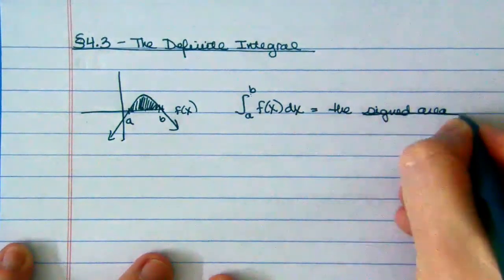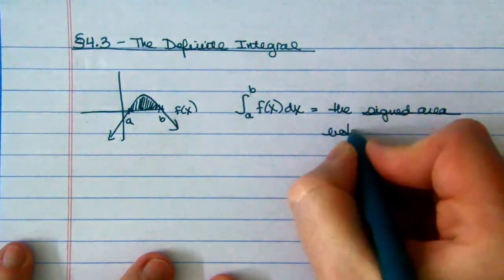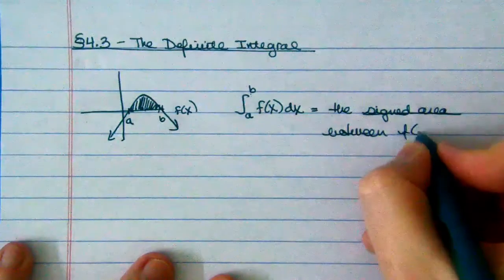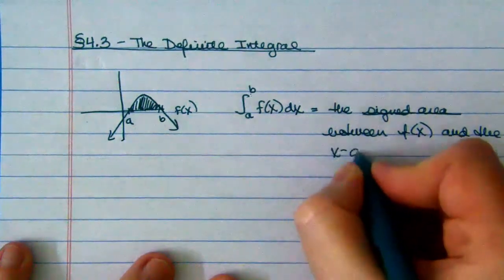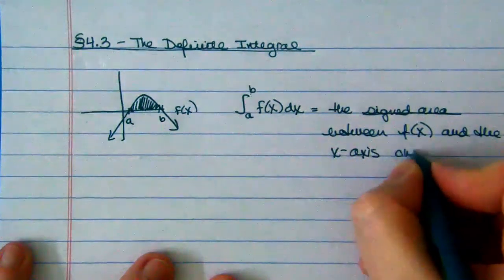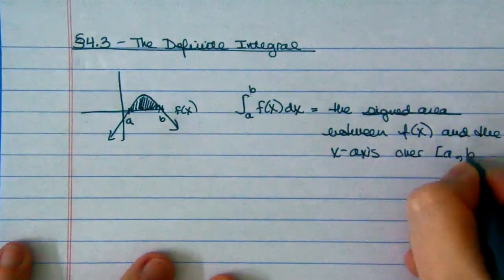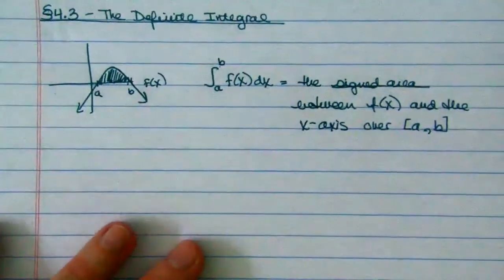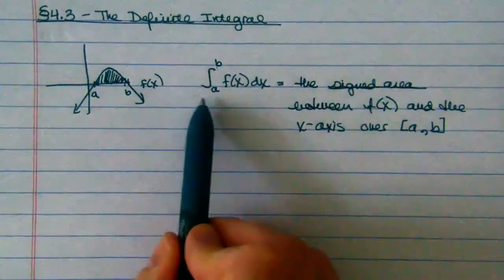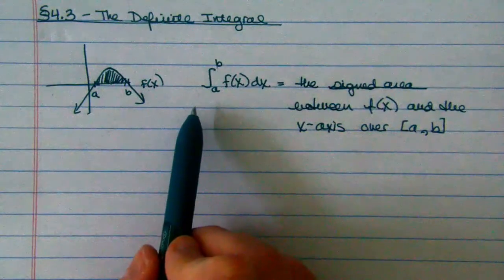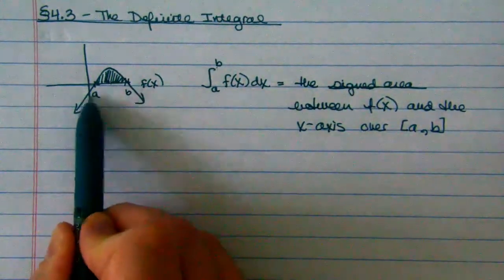The signed area between f of x and the x-axis over the interval from a to b. Oops, sorry. Now that should be on the screen. We don't have any idea how to evaluate these things yet. We're not going to worry so much about that for right now. But really, I just need you to understand what this symbol means. This symbol will find the area between f of x and the x-axis starting at a, going to b.